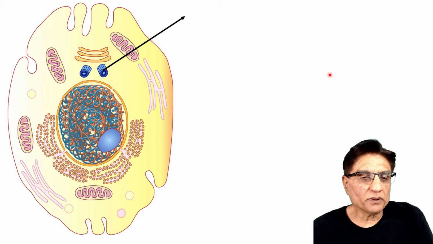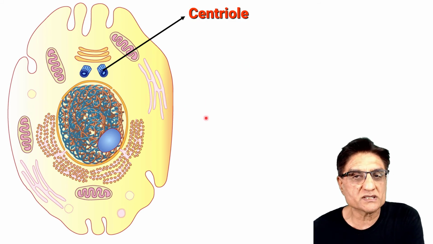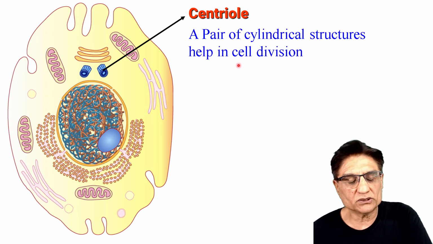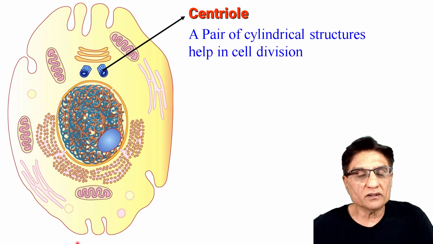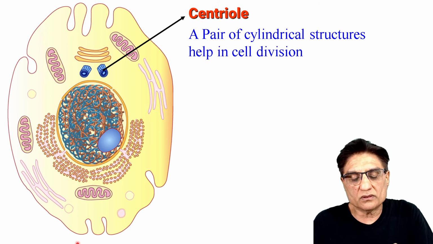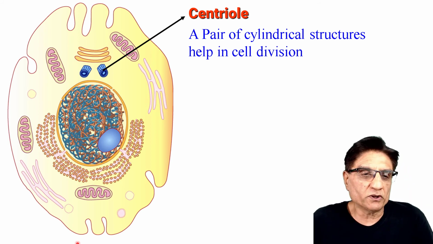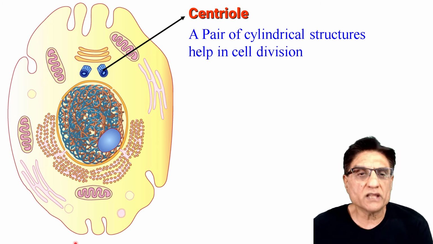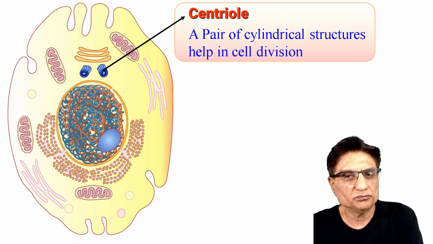Inside the cytoplasm, we also have two structures called centrioles, and these centrioles help in the production of microtubules during cell division. When the cell divides, the chromosomes move on spindle-like structures, and those spindle-like structures are made by the centrioles, and that's their main function. They help the cell in the cell division process.